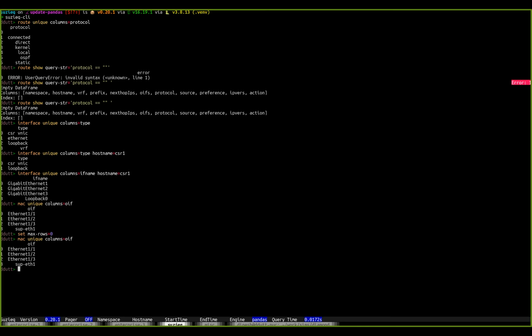Do you have anything for flows also in SuzieQ today? No, we don't have it in the open source. In the enterprise, we can integrate with a flow database and provide that information. Okay.